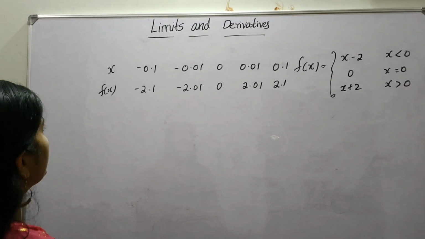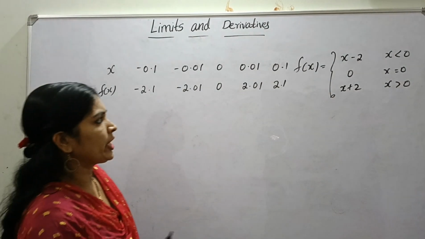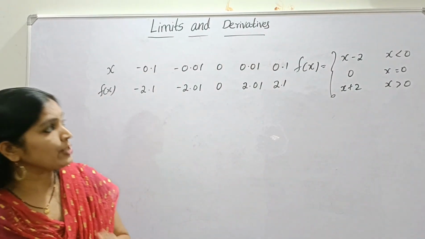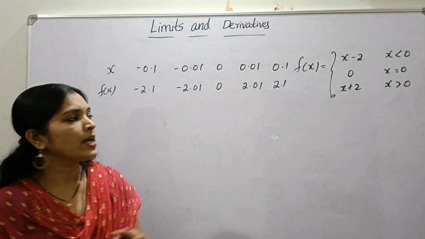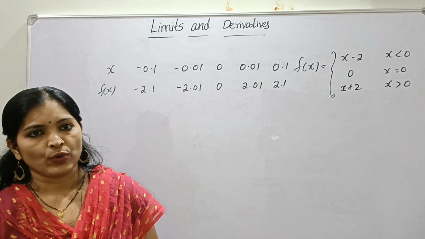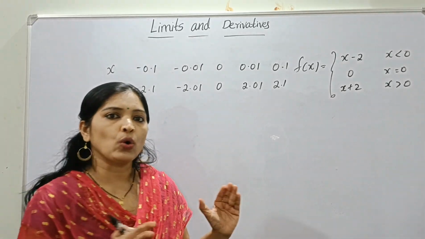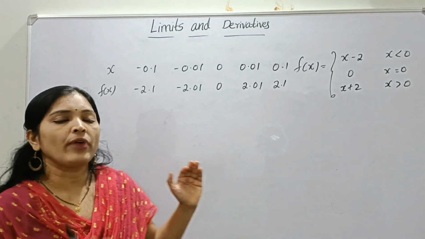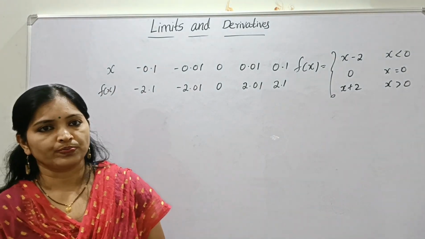See one more example. The given function, here also we have to find the limit of the function, limit x tends to 0 of f of x. Okay, so the function is x minus 2 when x is less than 0. And when x is equal to 0, the value of the function is 0. And when x is greater than 0, the value of the function is x plus 2.